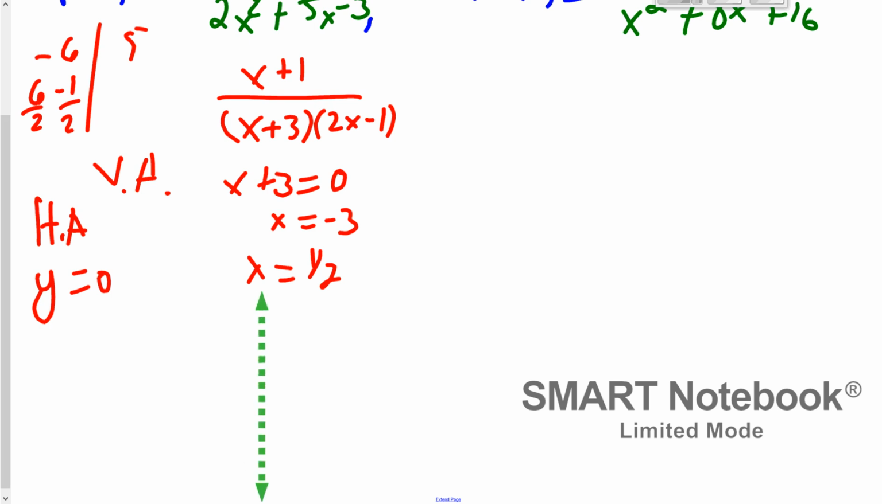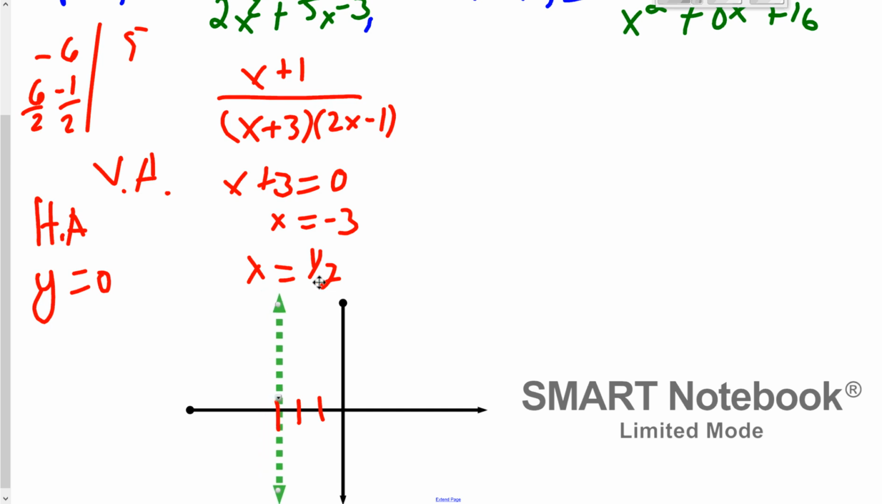So vertical asymptote negative 3. So let's go and put it, and 1, 2, 3. So at negative 3. And at positive 1/2. So positive 1/2.